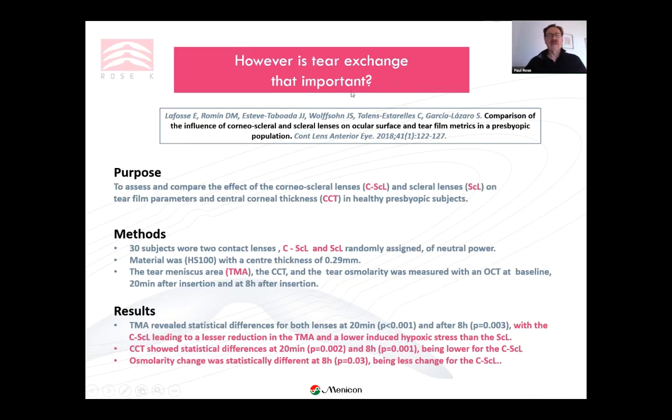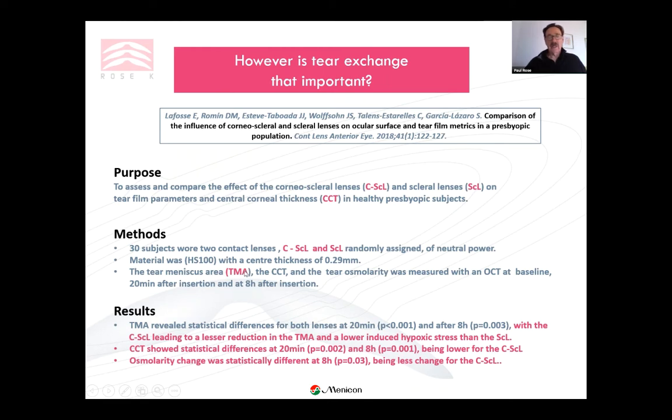So once again, people say, how important is it? We don't get much tear exchange with a scleral lens. So this was a study that was designed to assess and compare the effect of a corneal scleral and scleral lenses on some tear film parameters and also the central corneal thickness in healthy presbyopic subjects. Their methodology, they had 30 subjects wear either a corneal scleral or scleral lens randomly assigned of neutral power. The material had a Dk of 100.